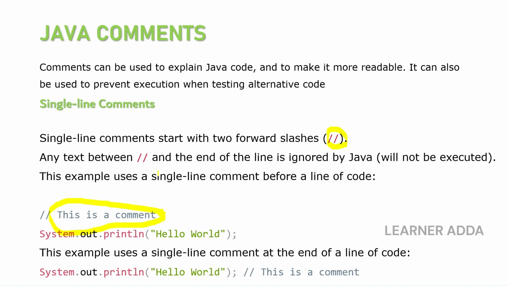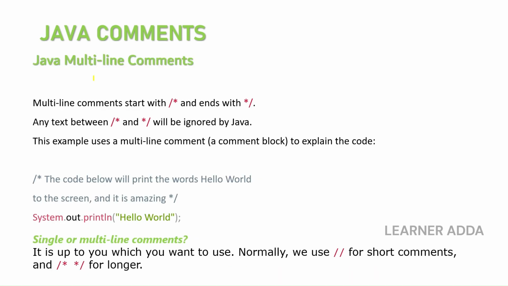Now, Java multi-line comments. If there is more than one line of comments, this is the symbol that can be used. A multi-line comment starts with slash star and ends with star slash. Any text between slash star and star slash will be ignored by Java. The example uses a multi-line comment to explain the code.